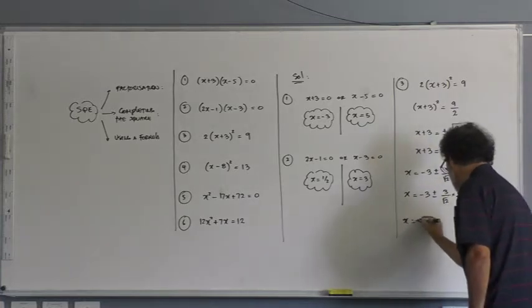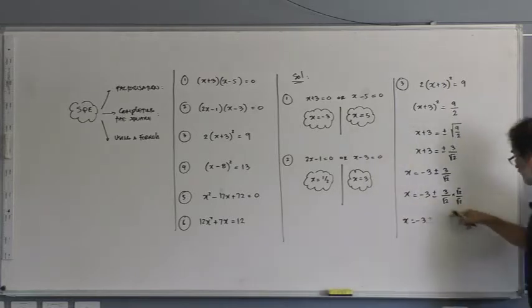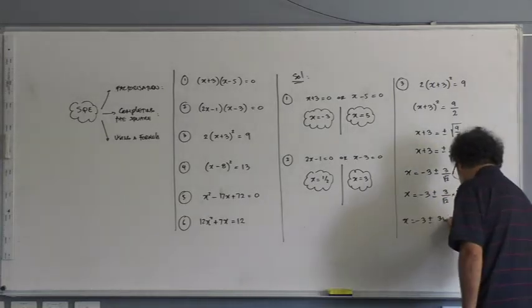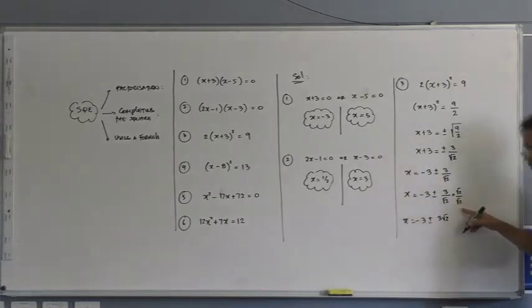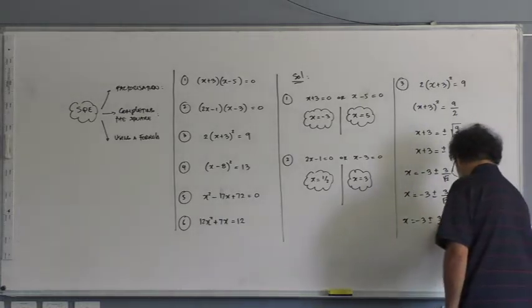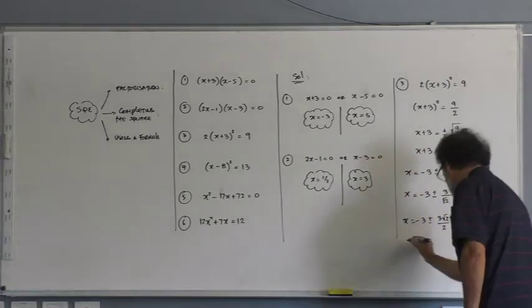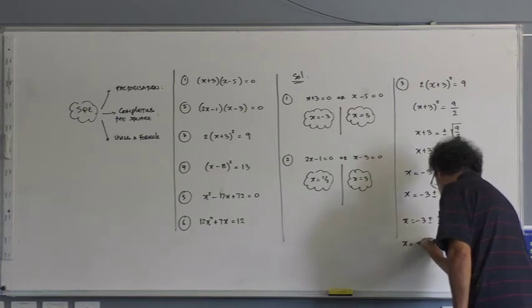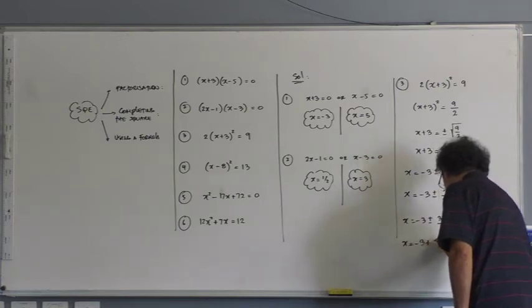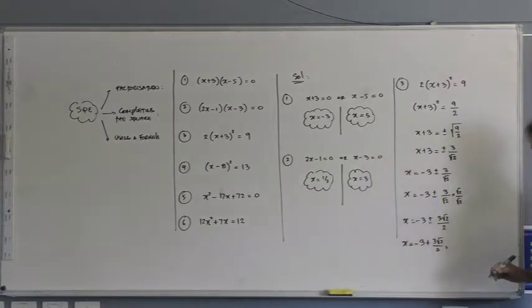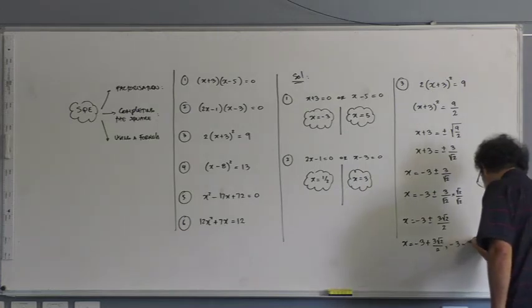And then we're going to have negative 3 plus or minus. When you rationalize the denominator, if you multiply right across, we're going to have 3 root 2, and then over 2. That's correct. And then you can say, well, solution 1 is going to be minus 3 plus 3 root 2 on 2, and solution 2 is going to be minus 3 take away 3 root 2 on 2.